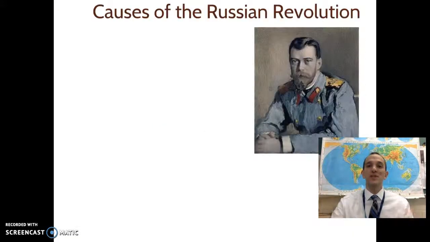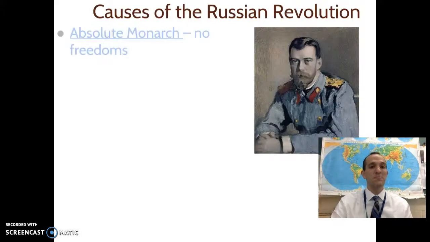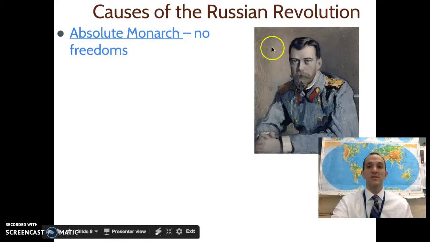I want to explain some of these causes that are going on in Russia prior to World War I, prior to the Russian Revolution, that are going to lead to this Russian Revolution happening. First thing, unlike the rest of Europe, the Western Europeans who have gone through the Enlightenment and have increased democratic ideas and freedoms, there is no democracy or very few freedoms in Russia in the early 1900s, pre-World War I. Russia is led by an absolute monarch. His name is Nicholas II.